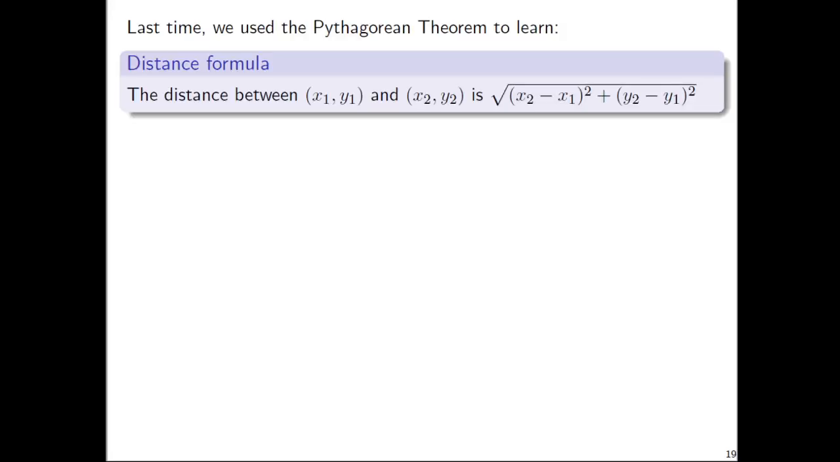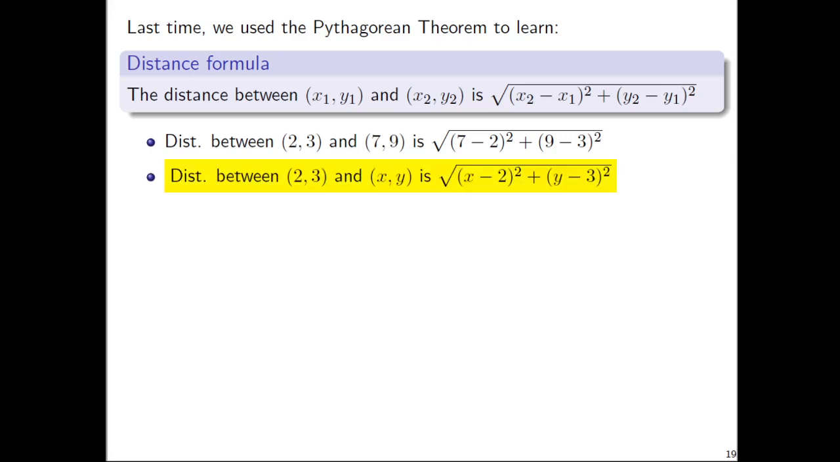Okay, last time we used the Pythagorean theorem to learn the distance formula. The distance between two points looks a lot like the Pythagorean theorem, but that square root all around the outside is because we had to undo the square on c squared in the Pythagorean theorem. There's no distributing allowed here. For instance, the distance between the points 2,3 and 7,9 is shown using the distance formula here. For the sake of what we're going to do next, I did not bother simplifying this.